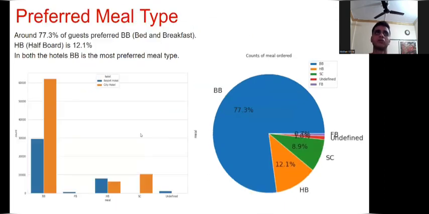Preferred meal type. So for preferred, around 77.3% of people chose BB, meaning bed and breakfast. Then HB, meaning half board, is in second place with 12.1%, and after that SC is around 8.9%. So BB is the most preferred meal type.